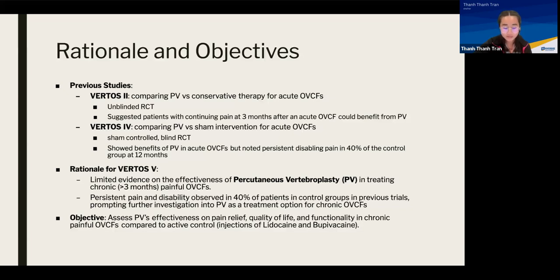So this brings us to VERTOS V. Chronic painful fractures lasting more than 3 months have limited evidence supporting PV. Additionally, given the persistent pain seen in the control groups of previous trials like VERTOS II and IV, VERTOS V aimed to assess whether PV could improve pain relief, quality of life, and functionality in these patients compared to active control using anesthetic infiltrations of lidocaine and bupivacaine. I'm going to butcher that name, so please bear with me. Anesthetic injection.